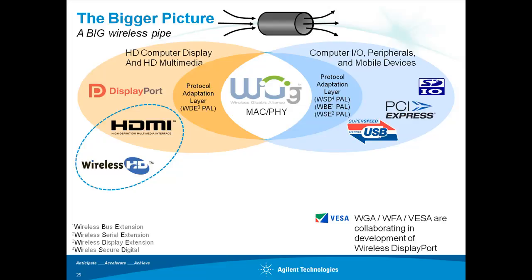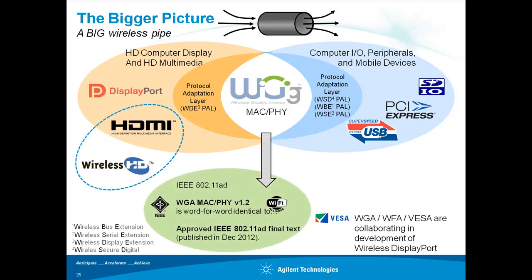Since then, the two organizations, WiGig and IEEE, have continued to evolve their respective specification documents in synchronism through the efforts of their common membership, so that today, the WiGig MAC and PHY is essentially identical to the 802.11ad MAC and PHY. A formal agreement by the Wireless Gigabit Alliance and the Wi-Fi Alliance establishes that going forward, the Wi-Fi Alliance will facilitate the deployment of this technology under the Wi-Fi brand. As such, the Wi-Fi Alliance will be the certification body for 802.11ad MAC and PHY.